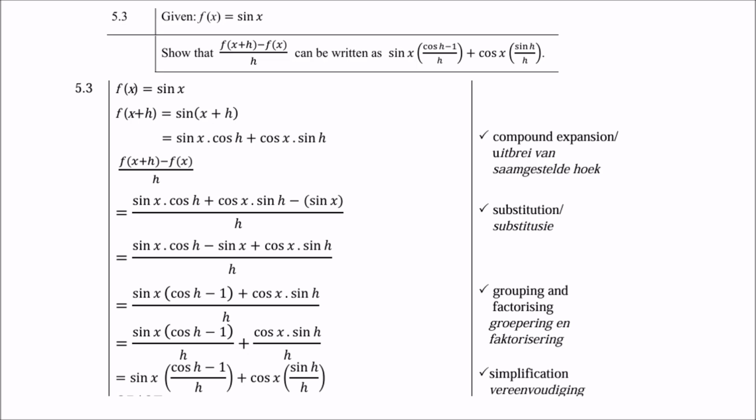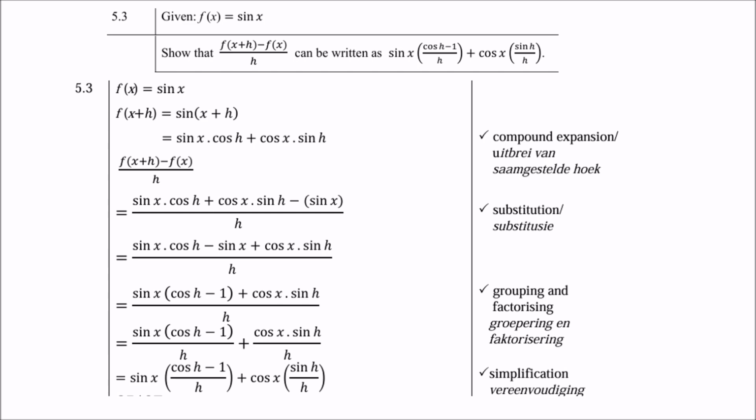Then I can take out sine x as a common factor, because remember, I'm looking for a cos h minus 1. Don't forget, that's why I'm doing it. Then I have sine x into cos h minus 1 plus cos x sine h, all over h.